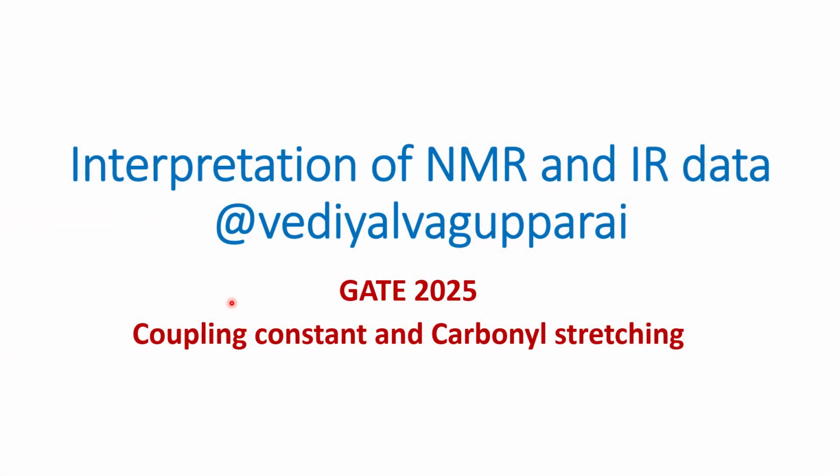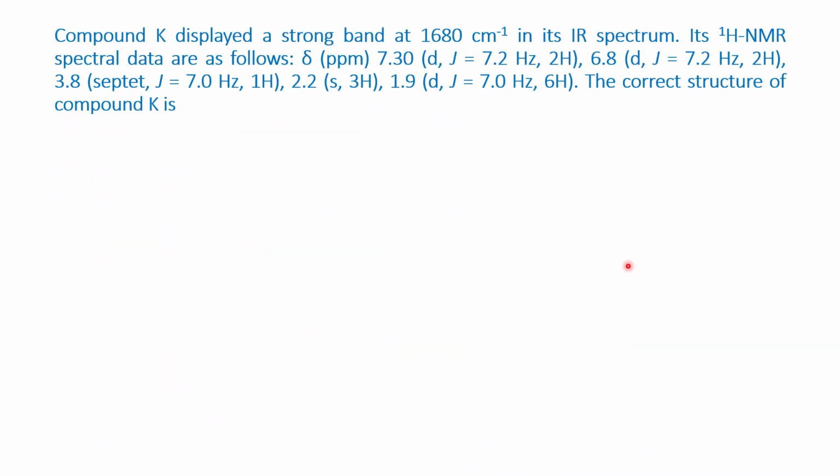In this video, let us see an interpretation of a question which is taken from the GATE 2025 question paper. So we will interpret the NMR and IR data given in this particular question, and we will also learn the basic information pertaining to these data. So let's see the question first.